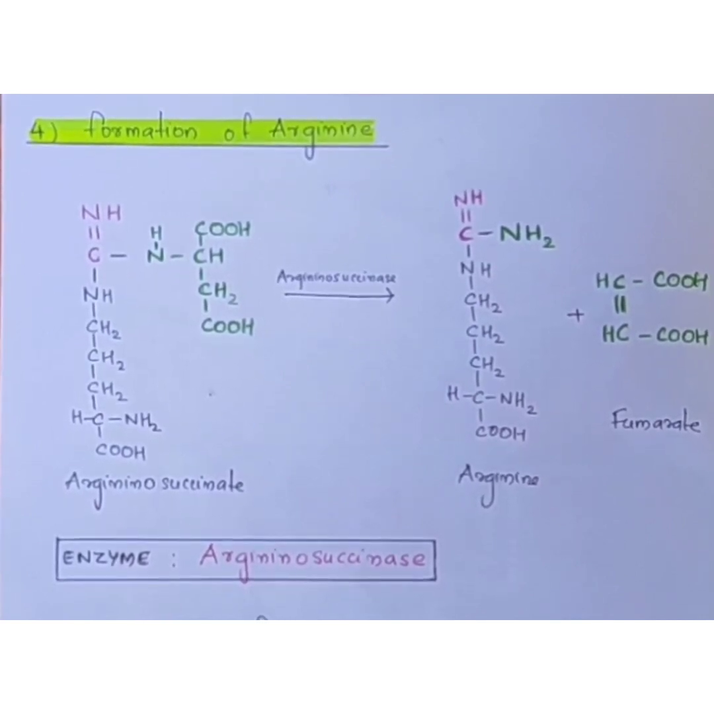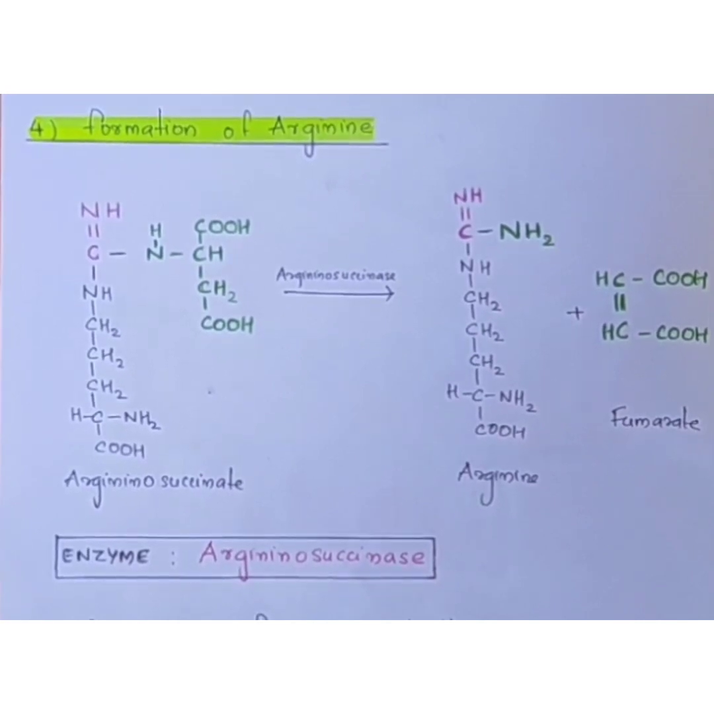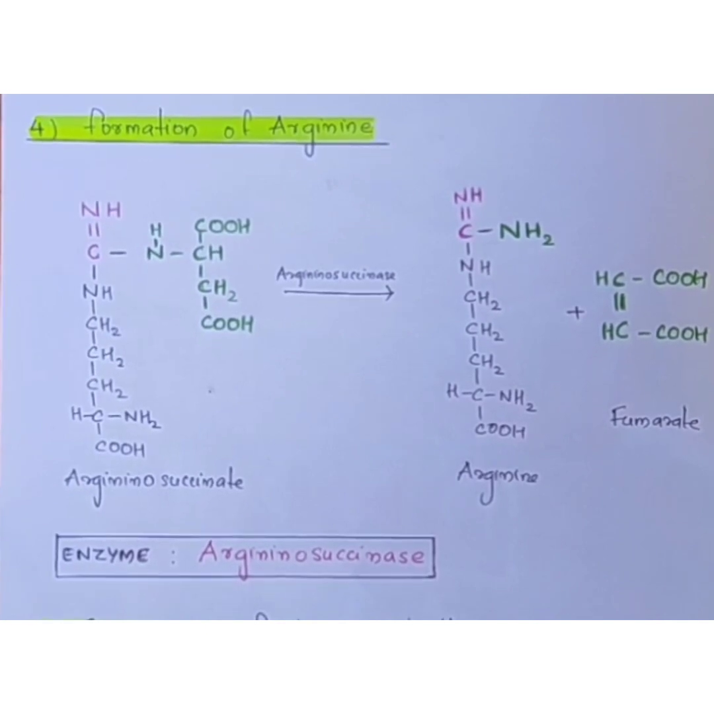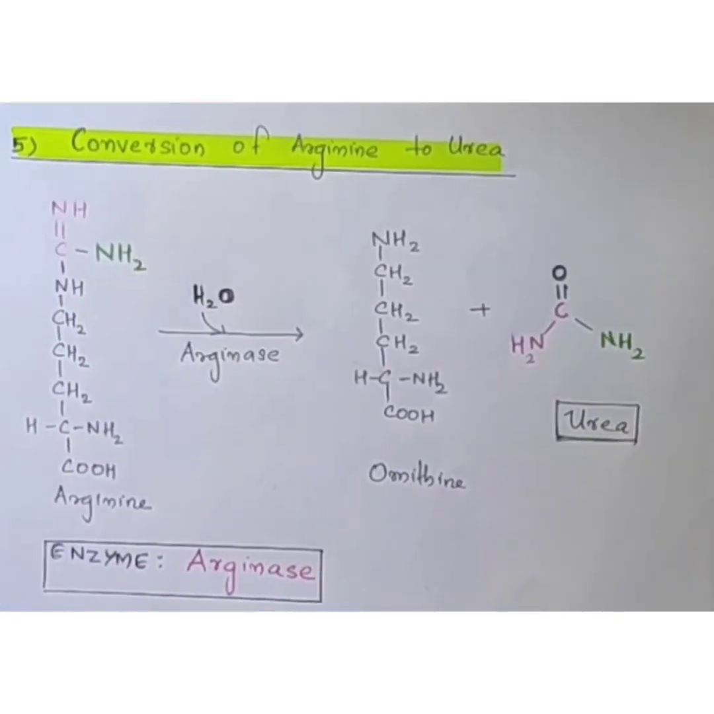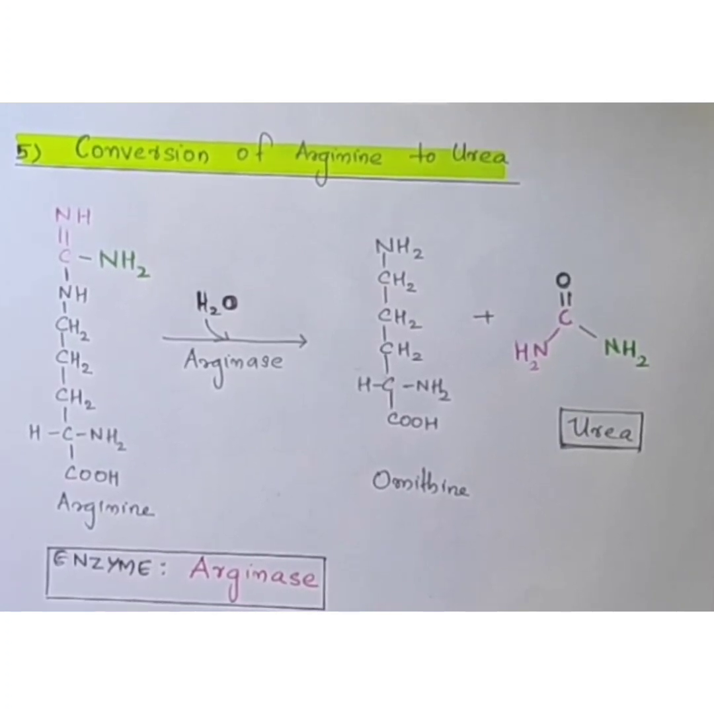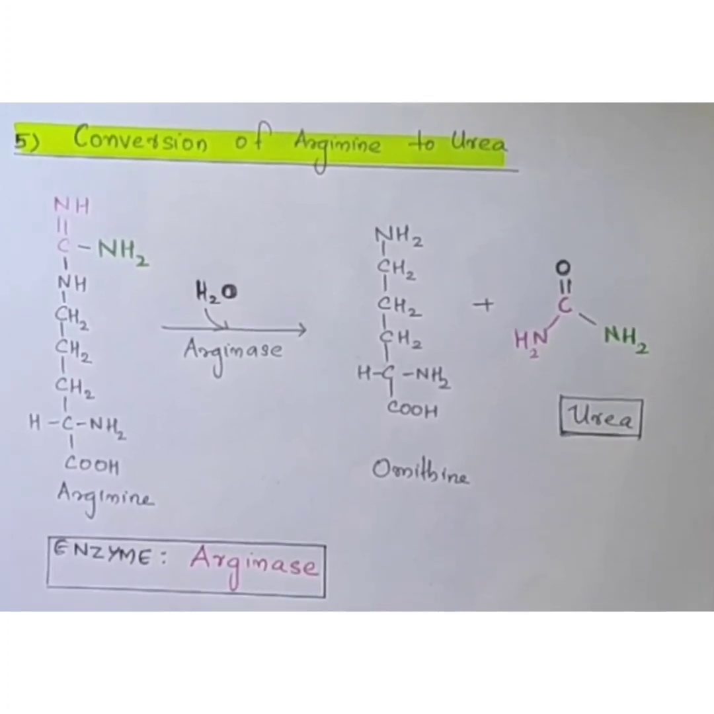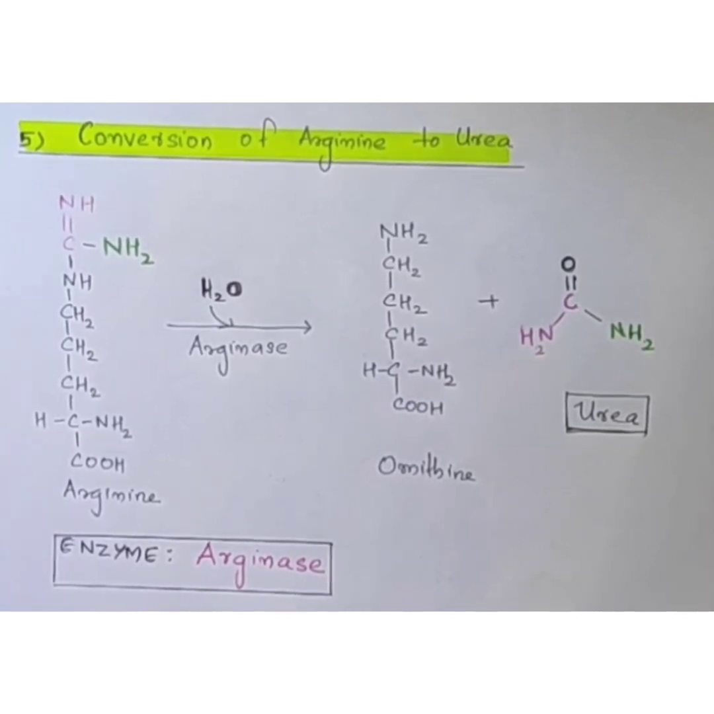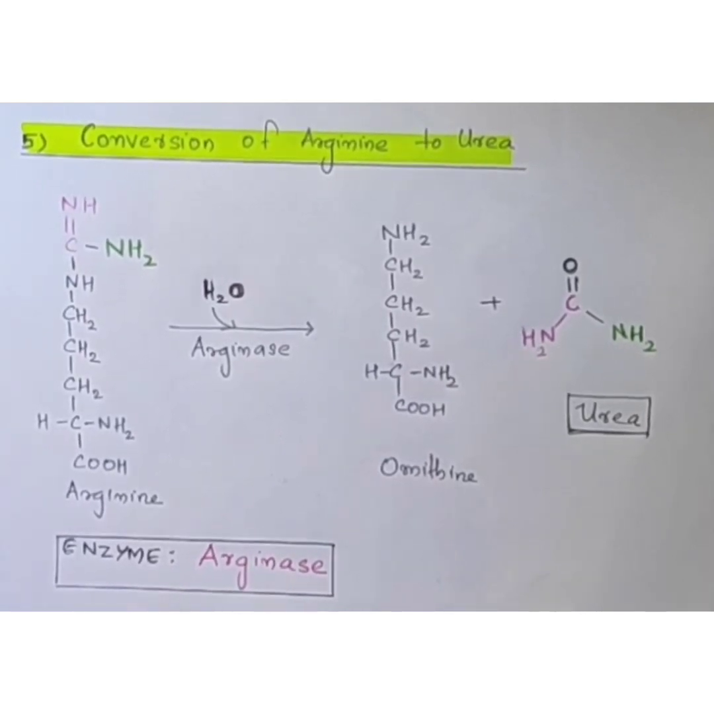The fumarate produced enters the TCA cycle for further reactions. So this is the formation of arginine from arginosuccinate. That is the fourth reaction. Now let us go on to the last and final reaction of the urea cycle, that is the conversion of arginine to urea. This reaction takes place in the presence of the arginase enzyme.